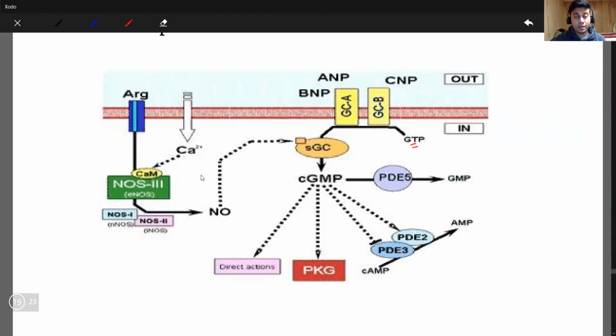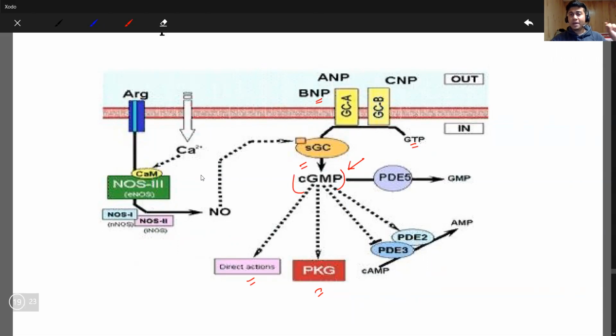When it is a G protein coupled receptor, it stimulates this atrial natriuretic peptide and brain natriuretic peptide, which stimulate the production of cGMP. Now this cGMP stimulates protein kinase G, that's one thing. Another thing is they have some direct action. Here, ANP and BNP stimulate natriuresis. That means they will excrete more sodium.